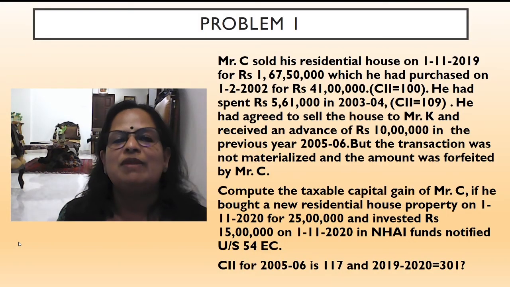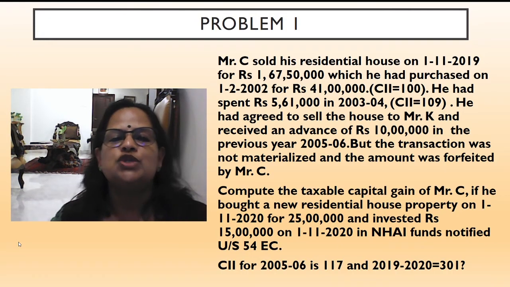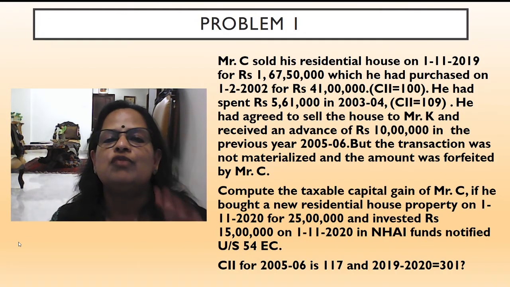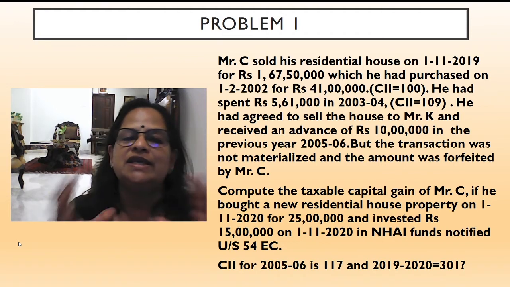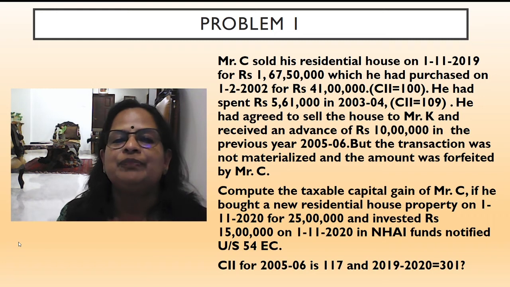The first problem: Mr. C sold his residential house on 1/11/2019 for rupees 1 crore 67 lakhs 50,000, which he had purchased on 1/2/2002 for 41 lakhs. CII is 100. You know that is the year when we are starting the indexing. Now he had spent 5,61,000 in 2003-4. Index value is given as 109.